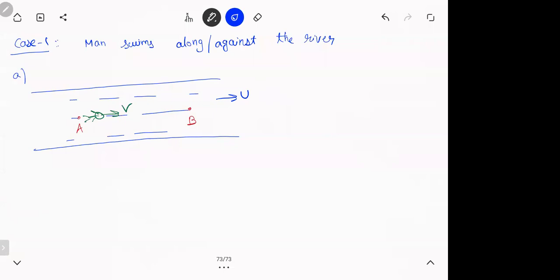This is similar to an escalator. This is similar to a person walking on an escalator. Ever seen? If you're standing on an escalator, what will happen? You'll go with the escalator. But if you start walking, your speed will be more, no? So this is similar to a person walking on an escalator.